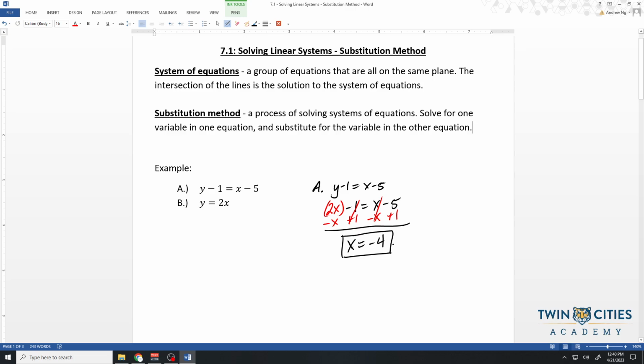Once we've solved one of the variables, I take that and I plug it into an equation in my system. So I can go back to B, and B says y equals 2x. Well, I've just found that x is negative 4. So this is y equals 2 times negative 4. Two times negative 4 is negative 8. So y equals negative 8.